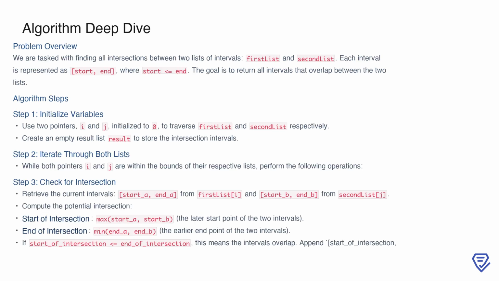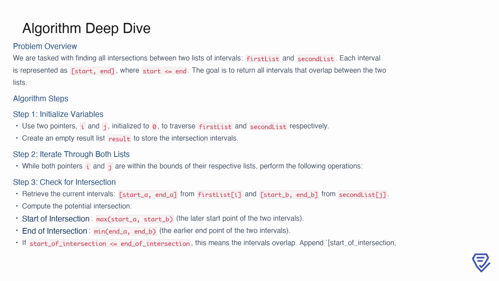We are given two lists of intervals, and our task is to find all overlapping intervals between them. Each interval is defined by a start and end point, and we need to identify where these intervals intersect. To solve this, we use two pointers, one for each list, starting at the beginning of both lists. Additionally, we maintain a result list to store the overlapping intervals. As we traverse through both lists, we compare the intervals at the current pointers to determine if they intersect.